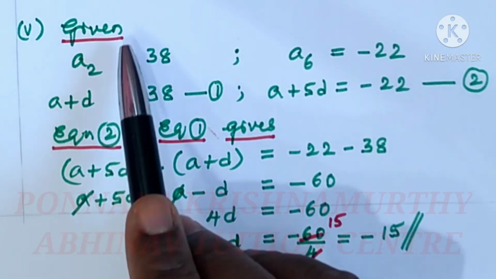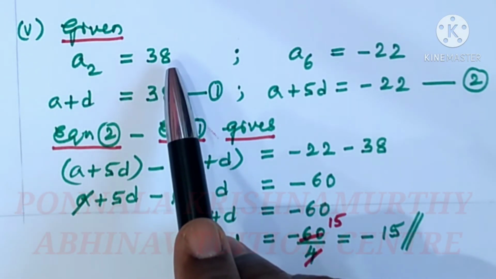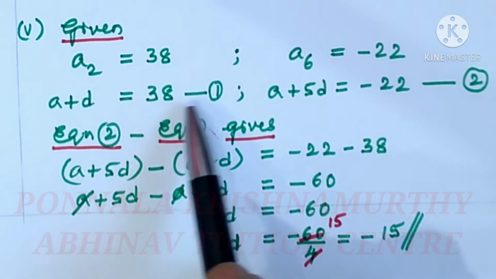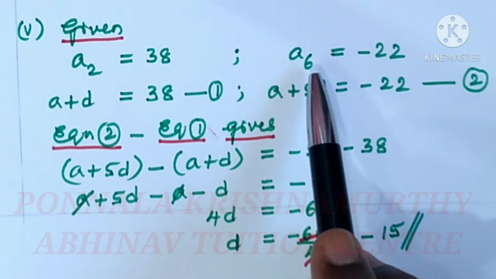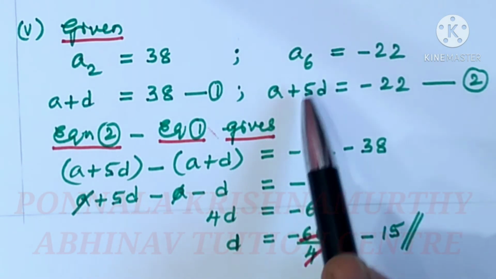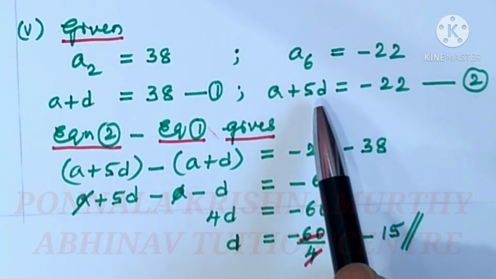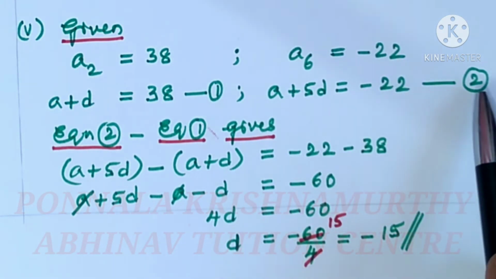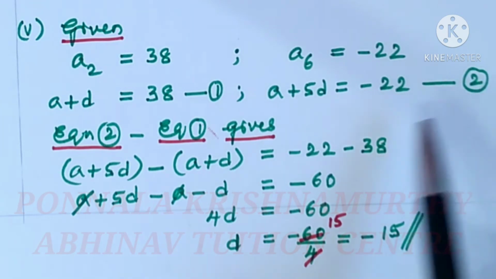Fifth one. Given A2 equal to 38. A2 is nothing but A plus D. That is equal to 38. Equation 1. A6 is equal to minus 22. A6 is nothing but A plus 6 minus 1 into D, that is 5D. A plus 5D equal to minus 22. Let this be equation 2.